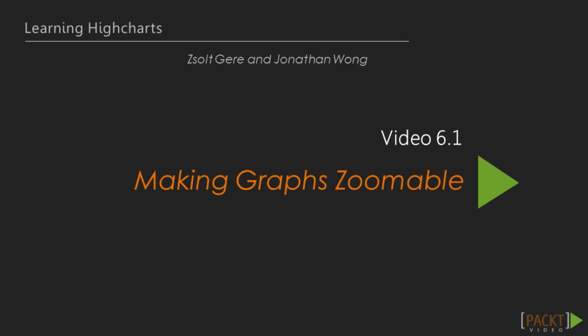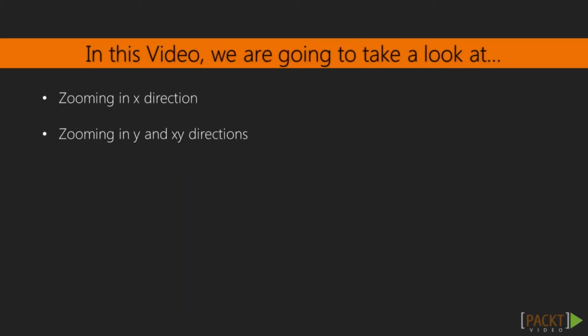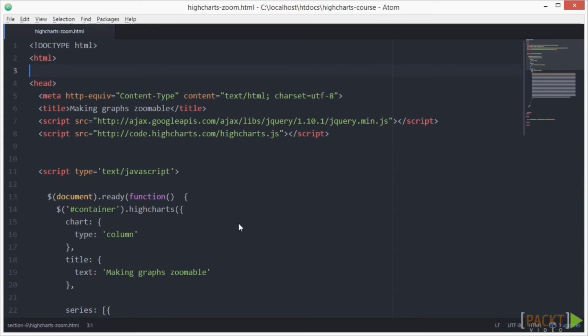When working with a large collection of data, we need means to get a portion of data in focus. One way of doing this is zooming in and out on the data drawn out by Highcharts. In this video, we are going to take a look at how easily X direction zooming can be turned on in the chart options. Later, we try zooming in the Y direction, and finally, we try both X and Y directional zooming. First, we need to set up a basic Highcharts page.